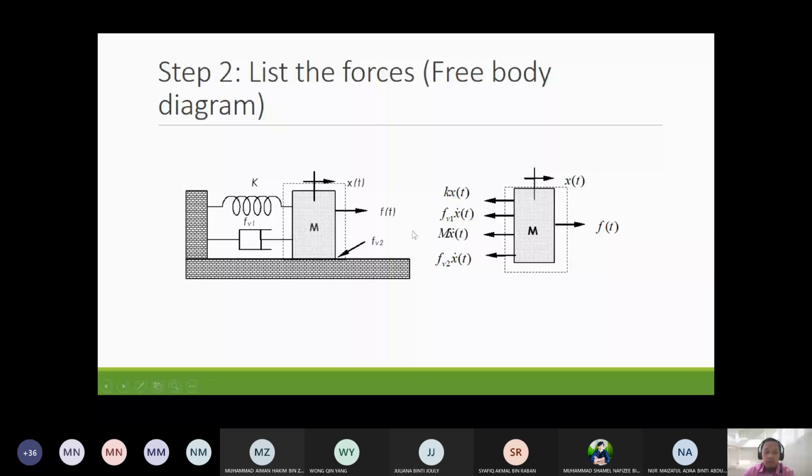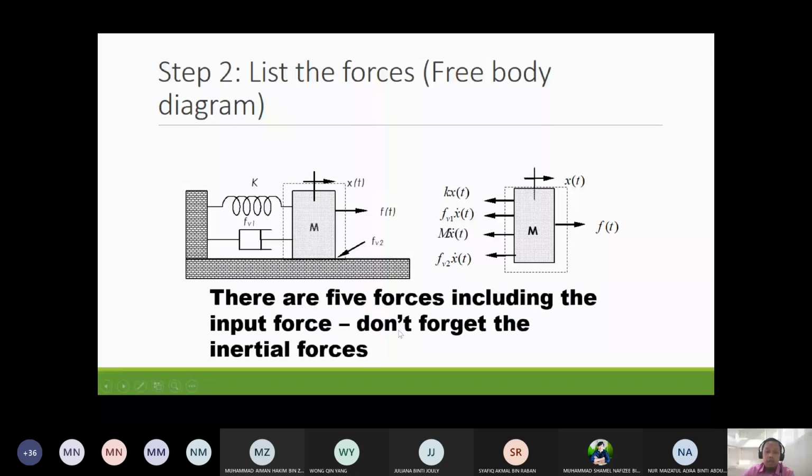So there are 5 forces, including the input force. If you have mass, like for example this box has a mass M, don't forget the inertial force, which is M x double dot. For the damper and friction, it's the coefficient Fv1 or Fv2 multiplied by x dot, the velocity, and the spring constant times the displacement x. And for inertia, it's m times x double dot, or the acceleration.